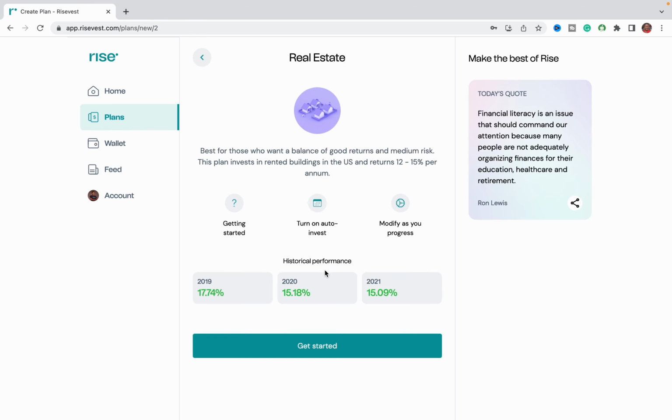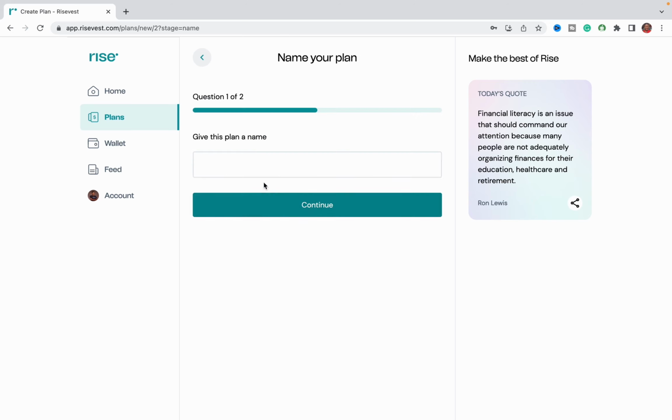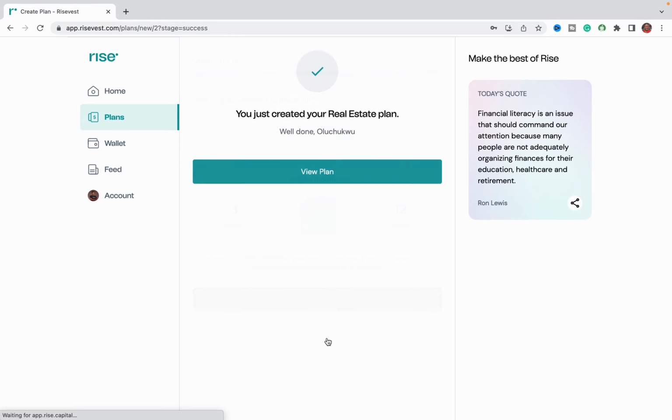So let's say we want to invest in real estate. This is what real estate has done for the past few years, from 2019, 2020, 2021. So you get started, give your plan a name, community, then you decide, do you want to keep your money for 12 months or 6 months or 3 months, depending on what you want. Let's create a plan.